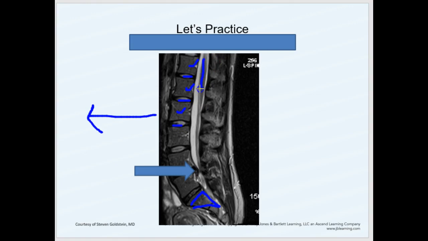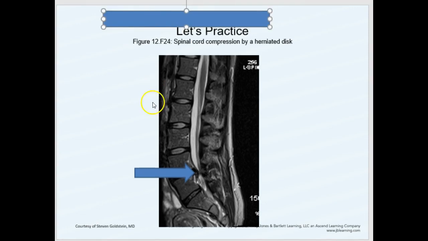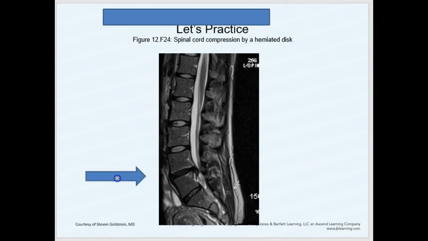What do you think exists here? And what do you think this big arrow is pointing at? You're like, oh, I think I got it, right? Okay. I'm going to move the titles. So this is the spinal cord being compressed by the herniated disc.